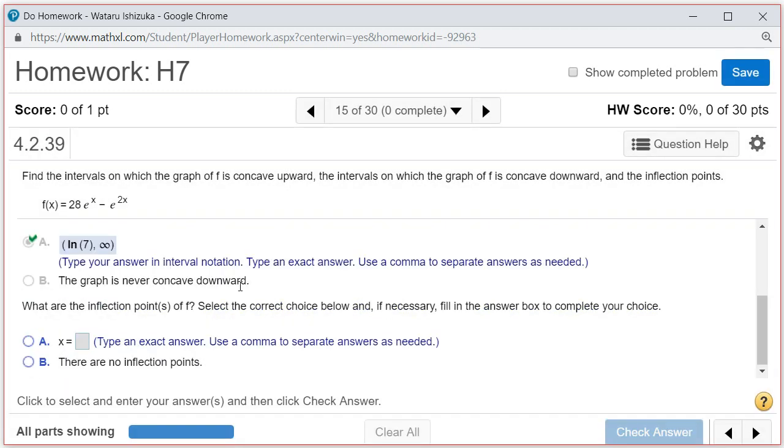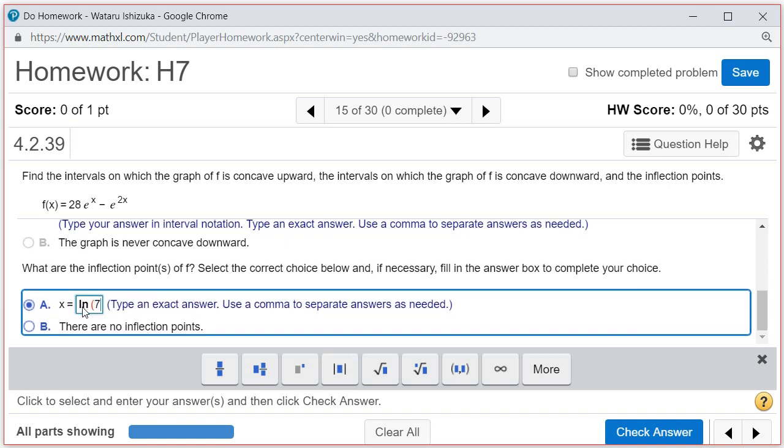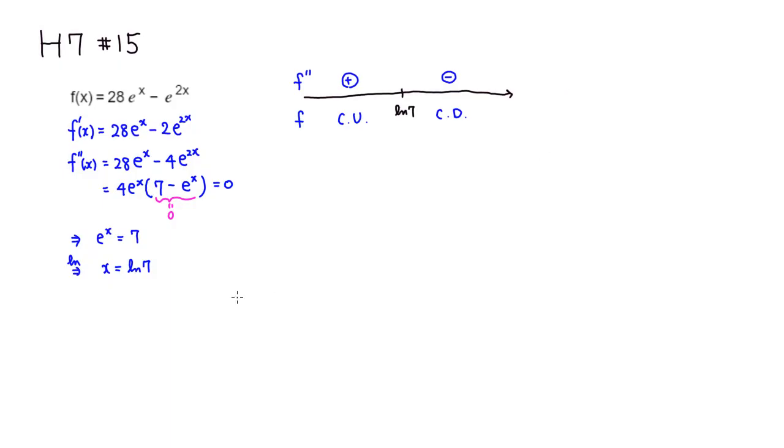Then we're looking for the inflection point. You can see that the concavity changes at x equals natural log of 7, so we put natural log of 7 there. Let's check the answer. We got that. That's it. I hope that this was clear.